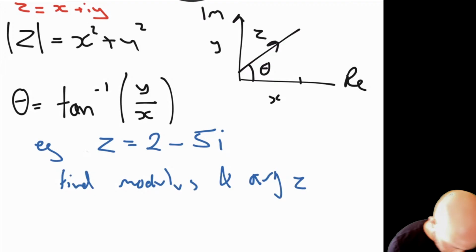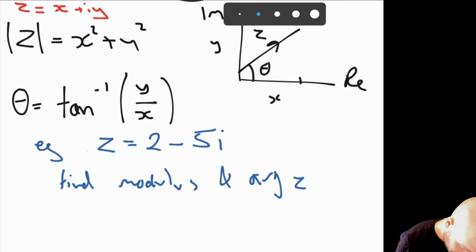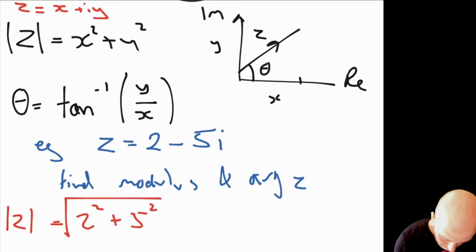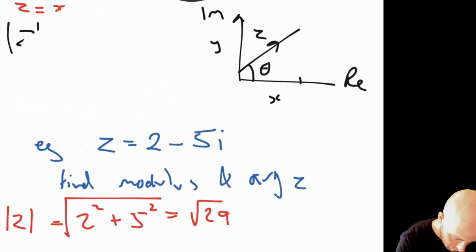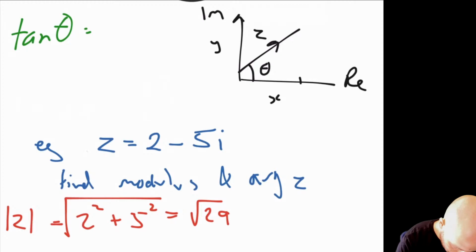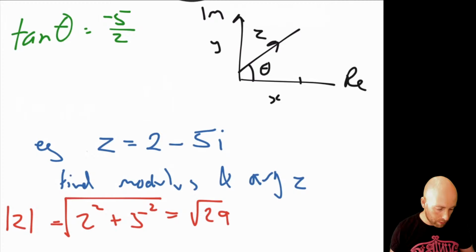So, to find the modulus, we're going to square them, square root them. So the modulus is two squared plus five squared, square rooted, which is going to be root 29. We know that tan theta is y over x, that's minus 5 over 2. And we want to do arctan of that. One note, these should always be measured in radians. Arctan of minus 5 over 2.